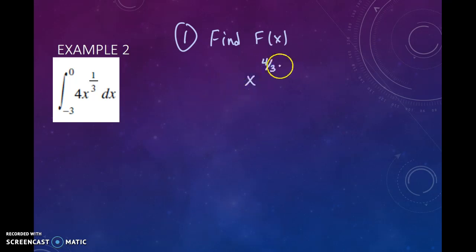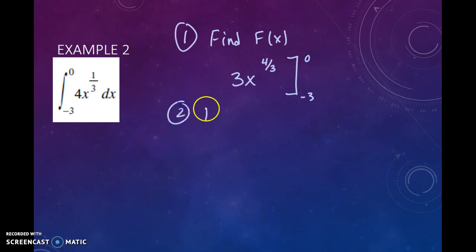But if I took a derivative of this, I would get 4/3 times x to the 1/3, but I don't have 4/3, I have 4. So it must have been 3 times that. Okay, so test that out. If you take the derivative now, if you bring this down, you have 4/3 times 3, which would be 4, times x to the 1/3. And then we're going to evaluate that at negative 3 and 0.